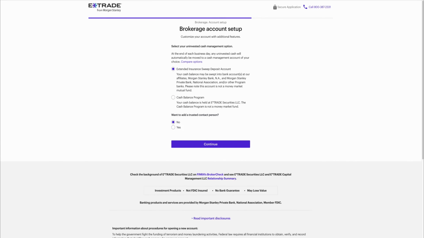Then you have to choose how you want your uninvested cash to be managed. Again, feel free to pick the option that best works for you. And also if you want to add a trusted contact person. This could be your spouse, for example, or a parent, or whatever you want to add, or nobody.